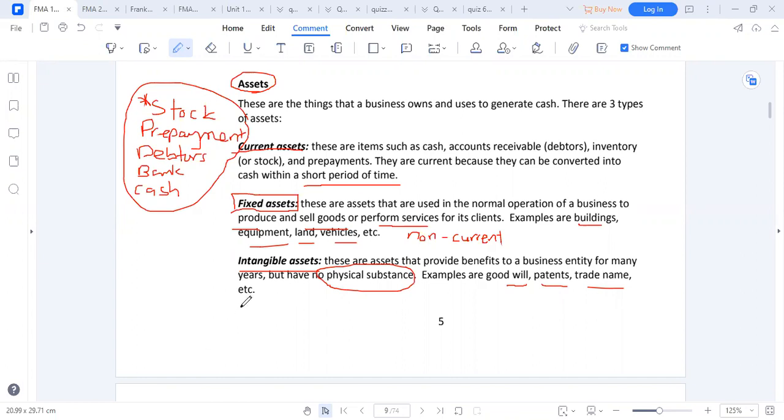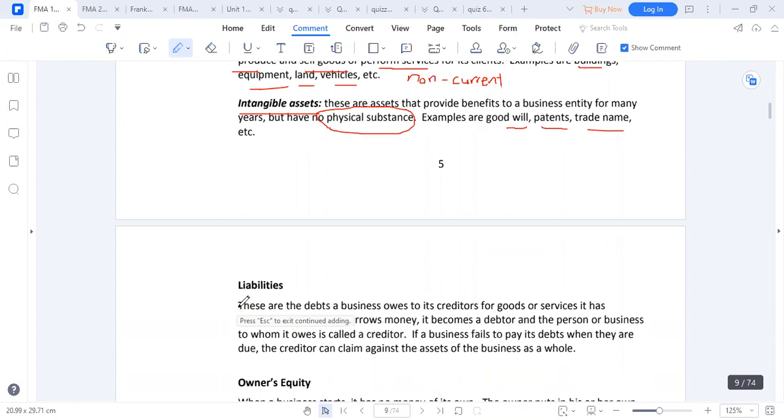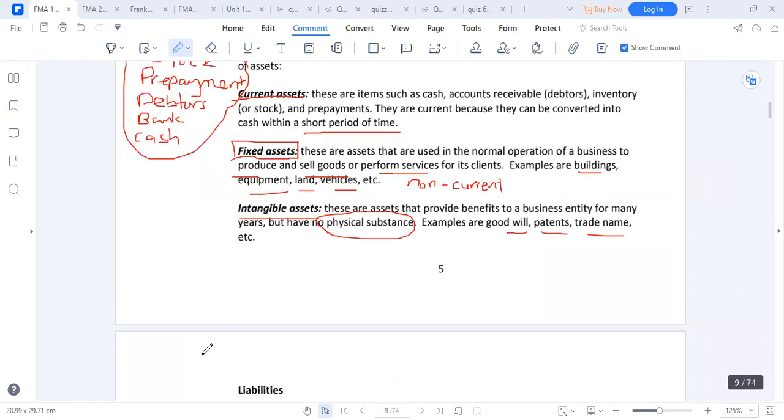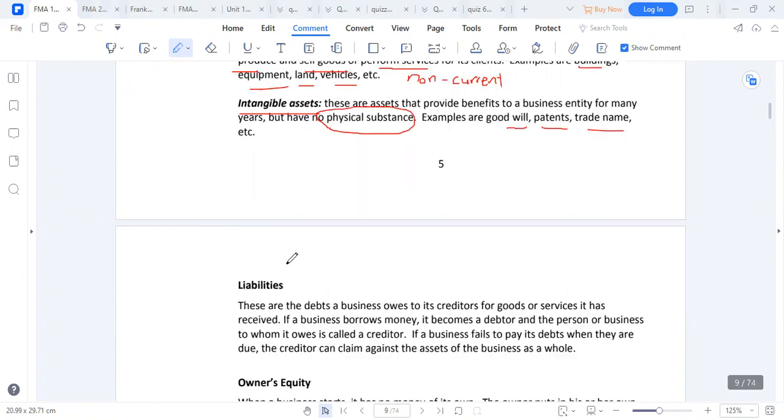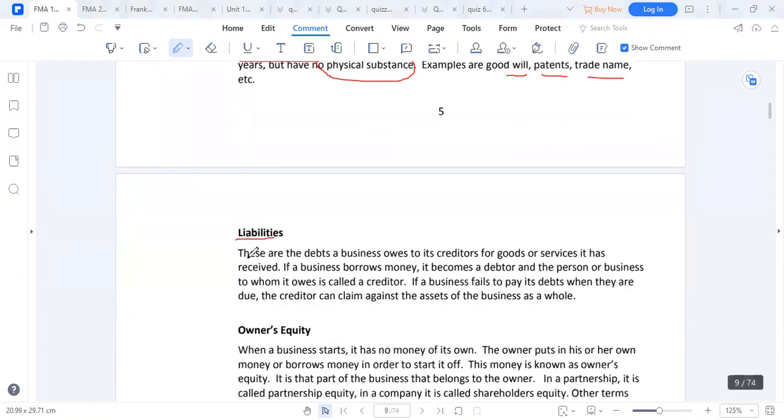Excuse me, Mr. Collins. Yes, sir. So what are debentures and bonds, and what do they fall under? We'll come to debentures as I'm explaining the liabilities here.